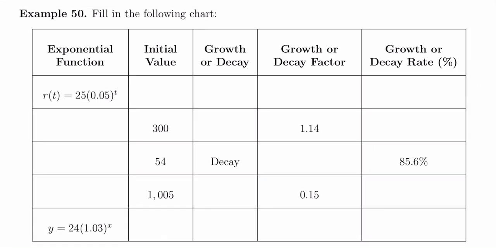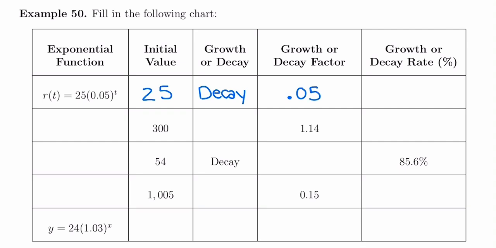Let's look at filling in this chart using patterns to build exponential functions and talk about initial values, growth or decay, and what the factor and rate are for each. So starting with this given function, 25 is the initial amount. Since 0.05 is less than 1, it's decay. A would have to be bigger than 1 for it to be growth. The factor is what's right in the formula for us, so it's 0.05.